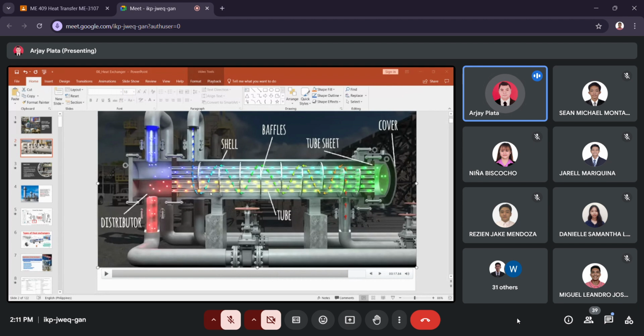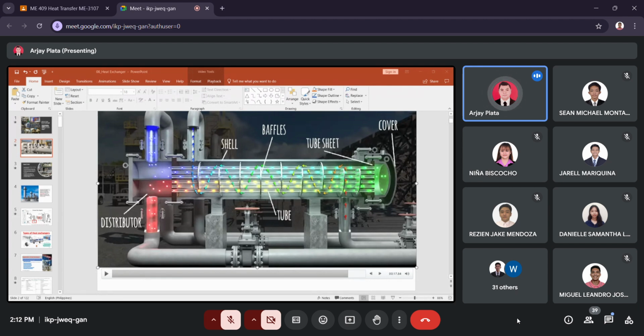So the baffles are provided with holes, wherein the tube will fit on those holes, according to the pattern that the standards are providing. So we have a tube pattern being considered here in preparing a tube layout. Okay. So we have the cover, tube sheet. Tube sheet is the one that holds the tubes in place aside from the baffle. So it is welded on the tubes.